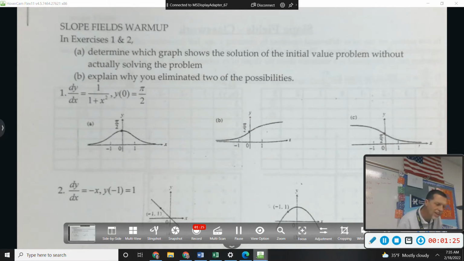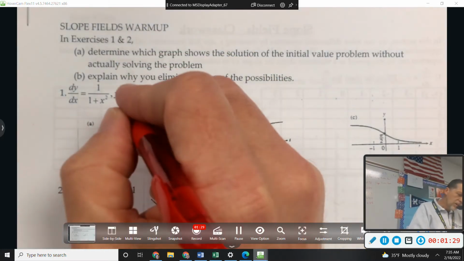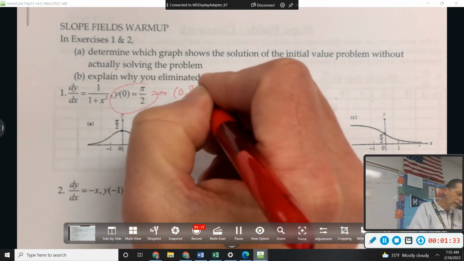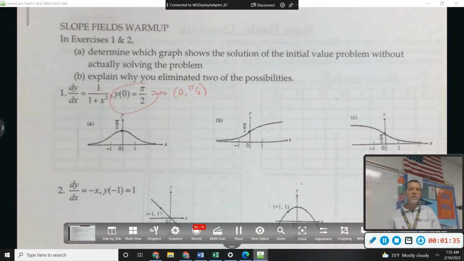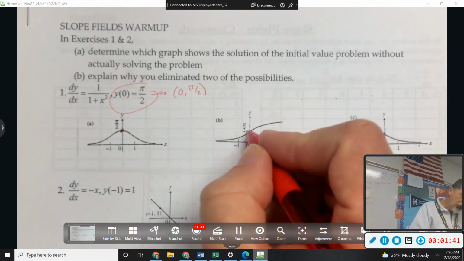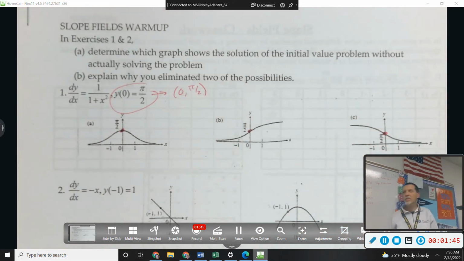So instead, let's start with the point that we know. This means that the point (0, pi over 2) is on the graph. So let's check that against our 3 choices. And, well, we don't really learn anything, right? They all have (0, pi over 2). So, worth checking, but not really helpful.